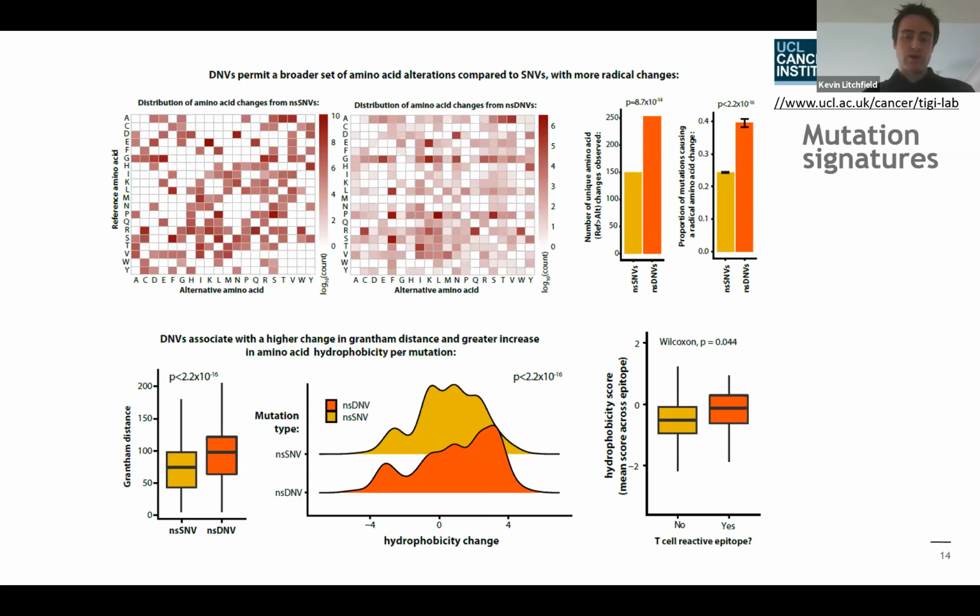And of course, we know from viral studies that hydrophobicity is typically associated with higher rates of immunogenicity. And we could see that here again in a cancer setting, here using T-cell reactivity data from a neoantigen screening exercise in gastric cancer, and we see that epitopes that were T-cell reactive had on average significantly higher rates of hydrophobicity.